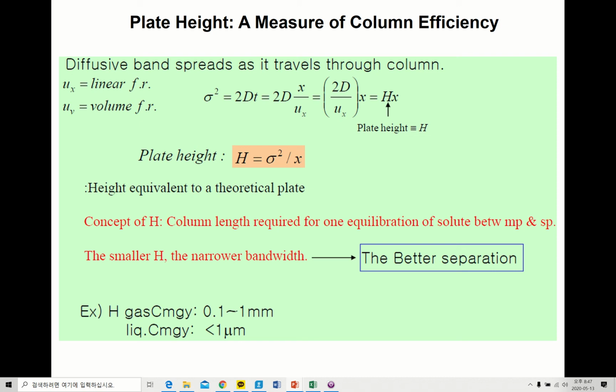Let's continue to develop a chromatography theory. Now consider the concept of plate height, which is the measure of column efficiency. You see, the diffusive band spreads as it travels through the column.